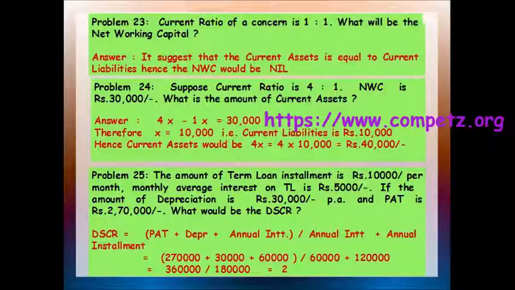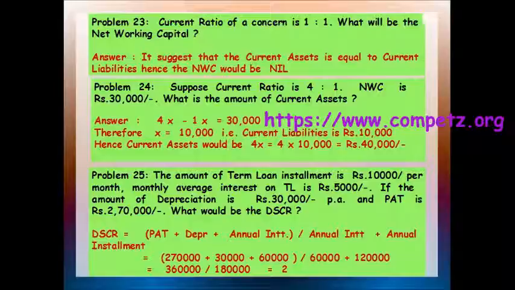Next question is, suppose the current ratio is 4:1, net working capital is 30,000, and we need to compute the amount of current assets. So we take 4x and 1x. 4x minus 1x is equal to net working capital, that is 30,000. 4x minus 1x is current assets minus current liabilities, equal to 30,000.